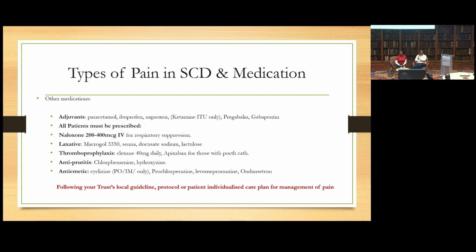Other medications we have are paracetamol, ibuprofen, naproxen, ketamine which we only use in ITU, pregabalin and gabapentin. All patients must be prescribed naloxone for respiratory suppression, and a laxative. We also put all our patients on a prophylactic dose of Clexane. Apixaban we dose for patients with Portacath, because we use them mainly for red cell exchange, since for some of them it's difficult to find veins. So some patients have a Portacath. For antiemetics we use chlorpheniramine, cyclizine, and the rest.